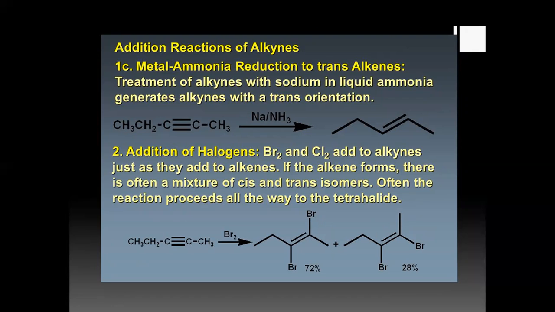Then the addition of halogens. When we add halogens to the alkynes, it will give a product which will be a mixture of cis and trans isomers.